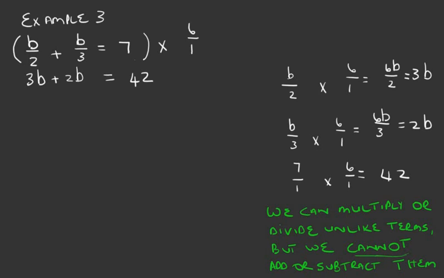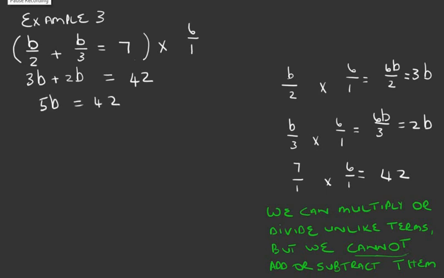Before we continue, you might be wondering why we are saying 6b divided by 2 is 3b and 6b divided by 3 is 2b. You might be saying, but Lucille, they are unlike terms. I want you to remember that we can multiply or divide unlike terms, but we cannot add or subtract them.